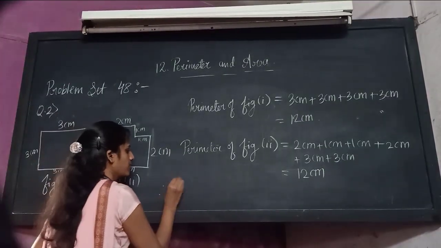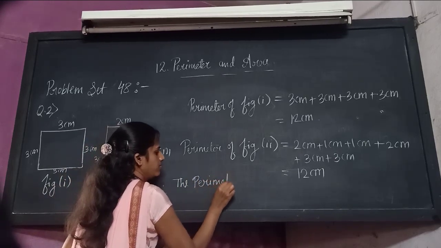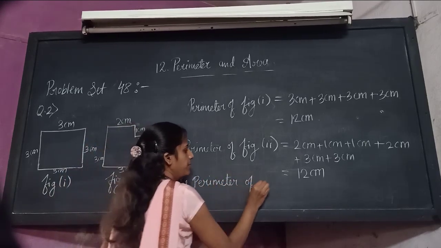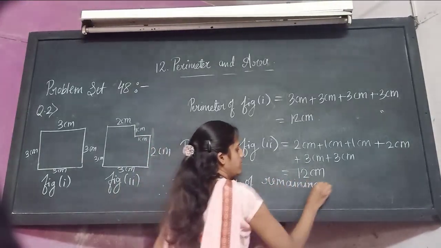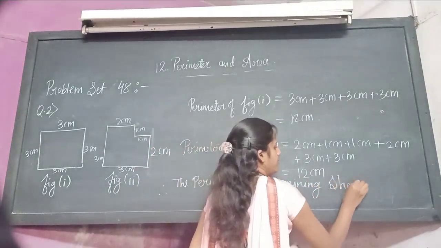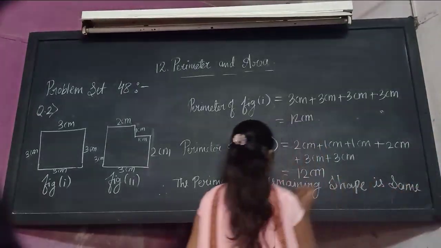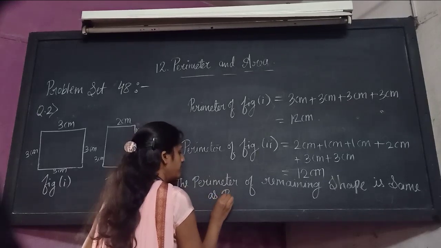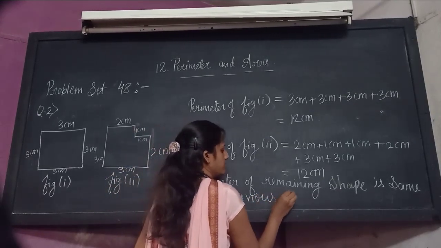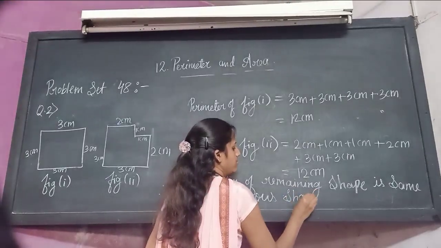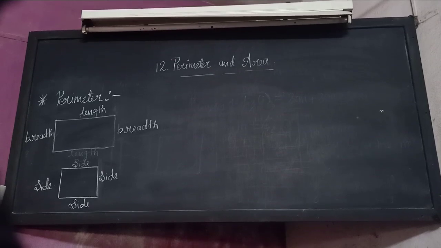Therefore, the perimeter of the remaining shape is the same as the previous one. That is the previous shape or previous figure. Hope you understood this question.